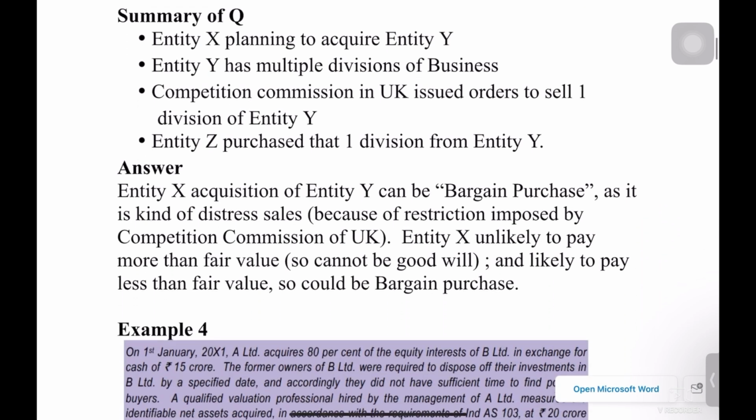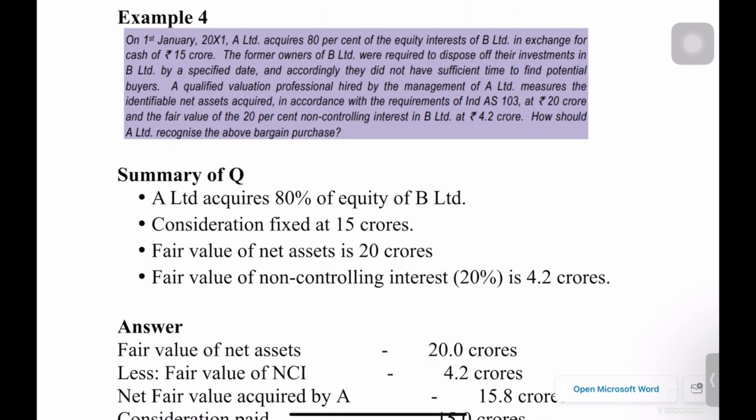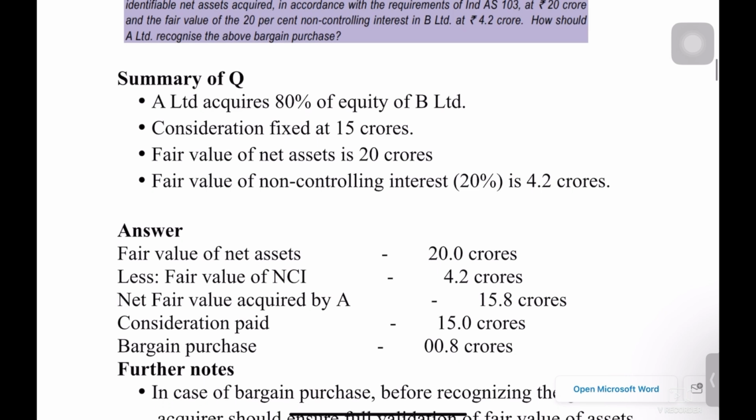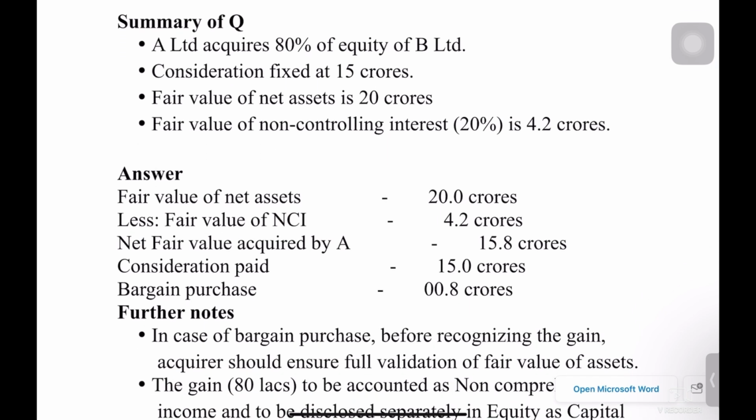Okay, then we'll move to the next example. Please read this example as well. The summary of the question here is that A Limited acquires 80% equity of B Limited, with consideration fixed at 15 crores, the fair value of net assets is 20 crores, and the fair value of the non-controlling interest, which is 20%, is given at 4.2 crores. So here we'll have to calculate whether it is goodwill or a bargain purchase, and if so, how much.